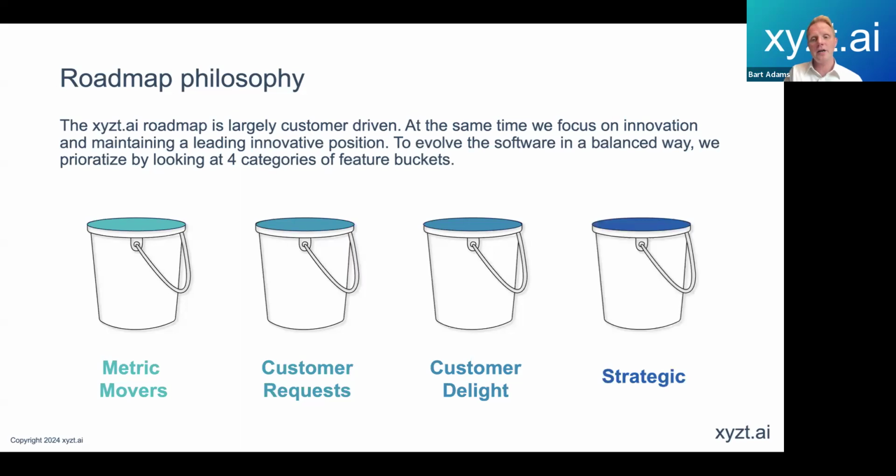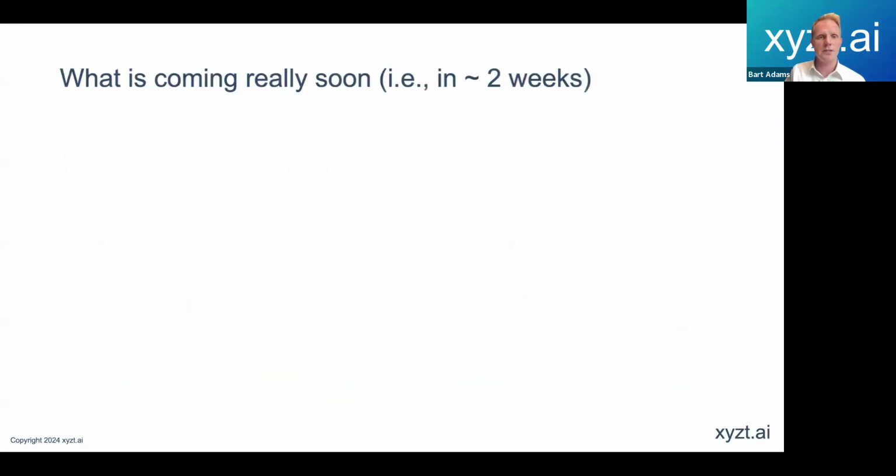Finally, there are strategic features. Today I want to show you one of those strategic features that are very important to the company. They are typically in the making over a longer time period. They take more planning, more research, and typically more time to put on the market. What is coming really soon, maybe not next week but probably in 2 weeks, are the following 3 features.